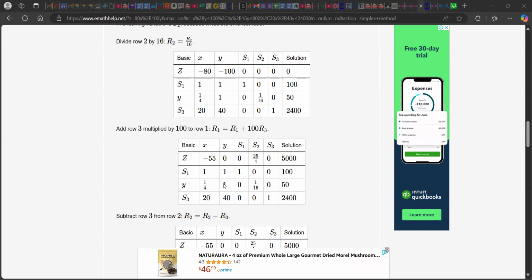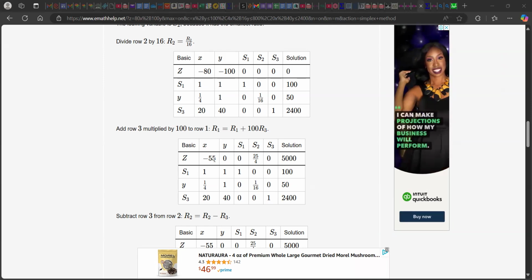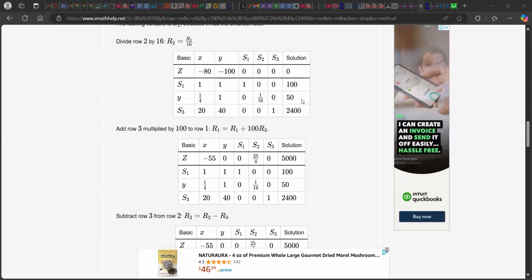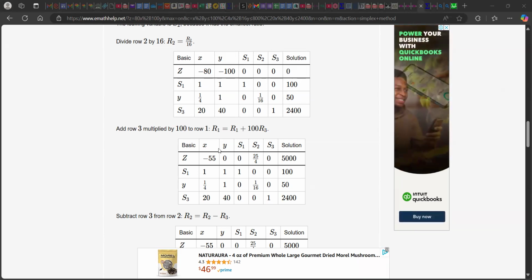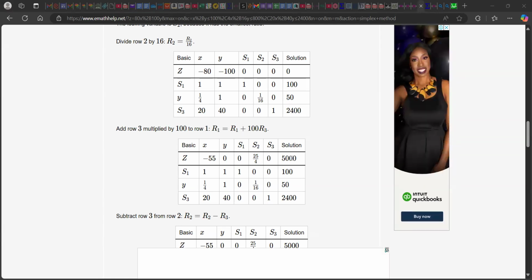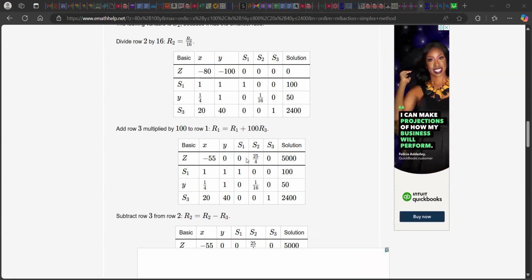So you take all these numbers here, multiply each of them by 100, and add it to this row down here. Take this row, multiply it by 100, and then add it to this row here. This is what you'll get: minus 55. You get 0, 0, 25 over 4, 0, 5,000. Good. Now you have your 0 there.